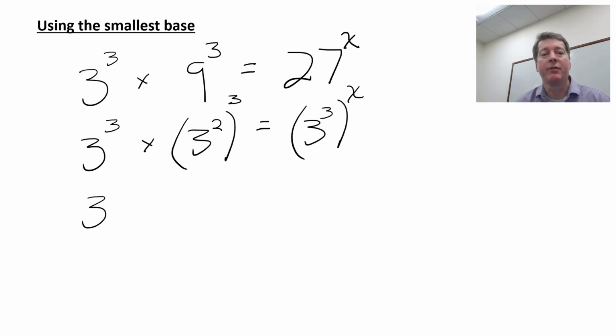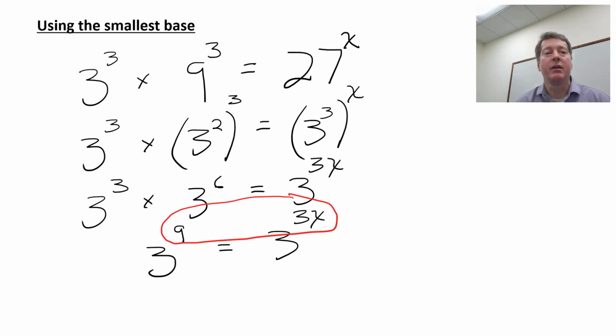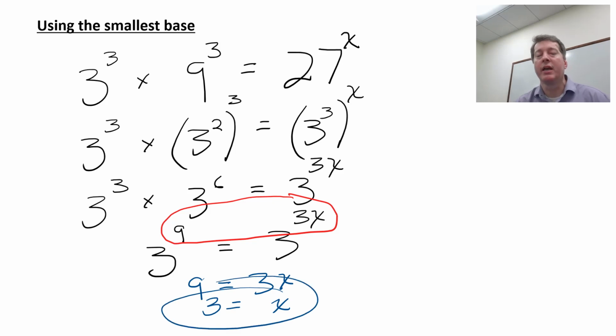So what do I have here? I have 3 cubed times 3 to the 6th equals 3 to the 3x. On the left, 3 cubed times 3 to the 6th is 3 to the 9th. So 3 to the 9th is equal to 3 to the 3x. Well, if that's the case, then 3x has to equal 9. I divide both sides by 3. x is equal to 3. So sometimes you can actually solve for a variable by reducing numbers down to the smallest base.